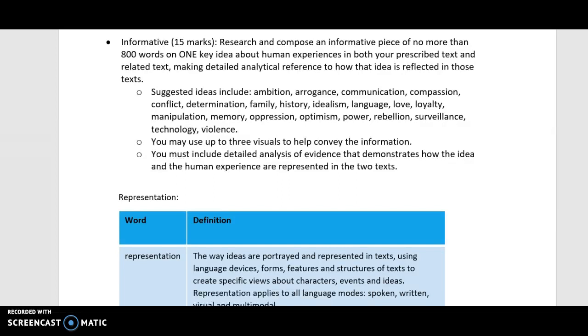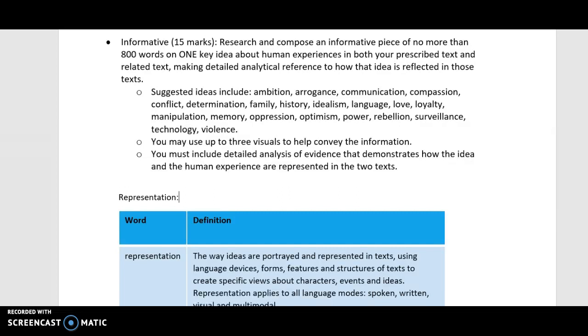So we were talking about what is an informative text, and now we need to actually break down the questions so that we understand what is required. We've already talked about the research and the fact that you need in-depth knowledge of what you are doing. Now, a lot of that will have happened in class. You've been studying these texts for a term now, so you should have a good understanding of what is going on in the text. But you need to have an understanding of the key idea about human experiences. You need to be able to make detailed analytical reference to how that idea is reflected in those texts.